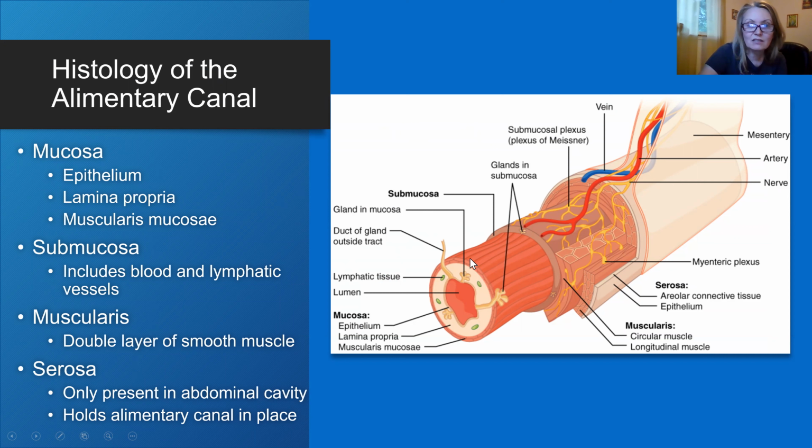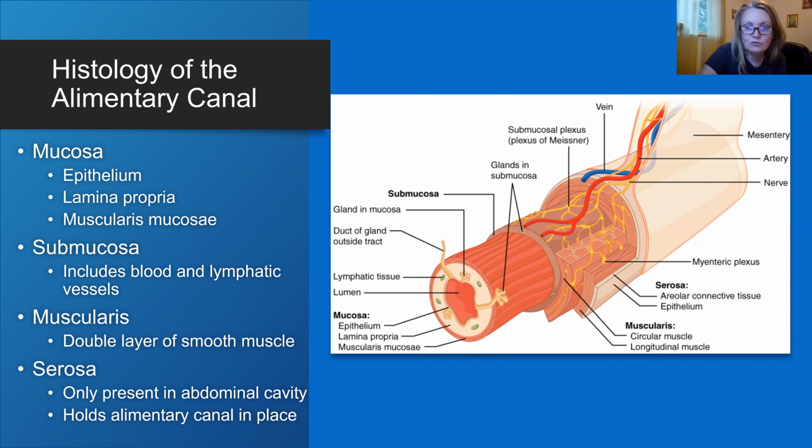So mucosa is epithelium and lamina propria, right? So we can see over here the first layer, epithelium, lamina propria, and then a thin layer of muscles that is called muscularis mucosae. Then submucosa includes blood and lymphatic vessels. So that's the next layer over here, I guess, right? This one shown in a brown color.